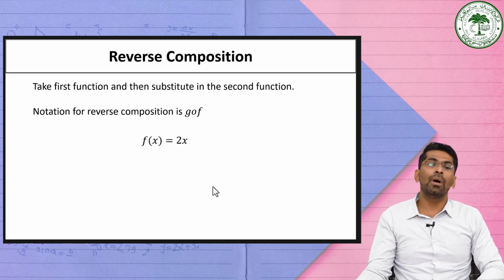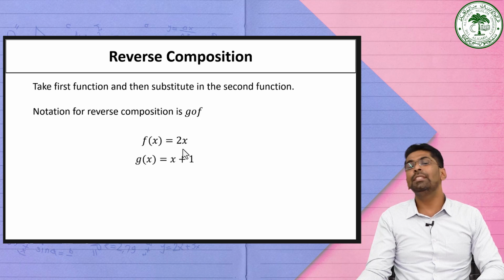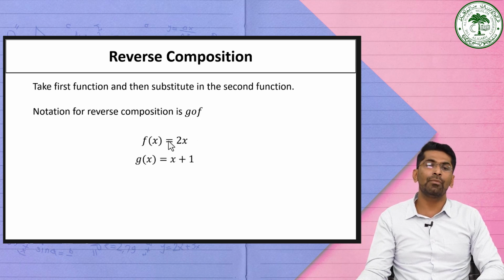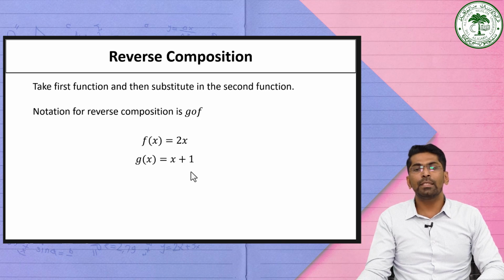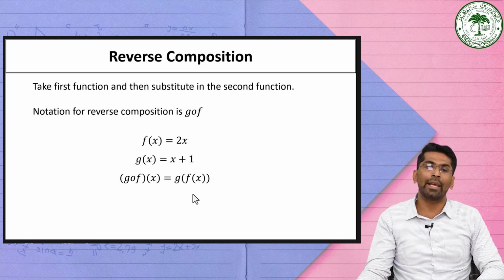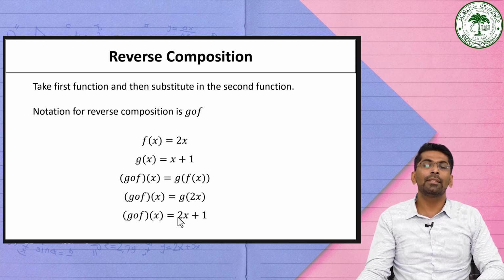For example, f of x is equal to 2x and g of x is equal to x plus 1. Then the reverse composition, g of f of x, is calculated by substituting the value of f of x into g of x. So 2x is substituted into x plus 1: instead of x we substitute 2x, so it becomes 2x plus 1. G of f is nothing but 2x plus 1. This is the reverse composition.